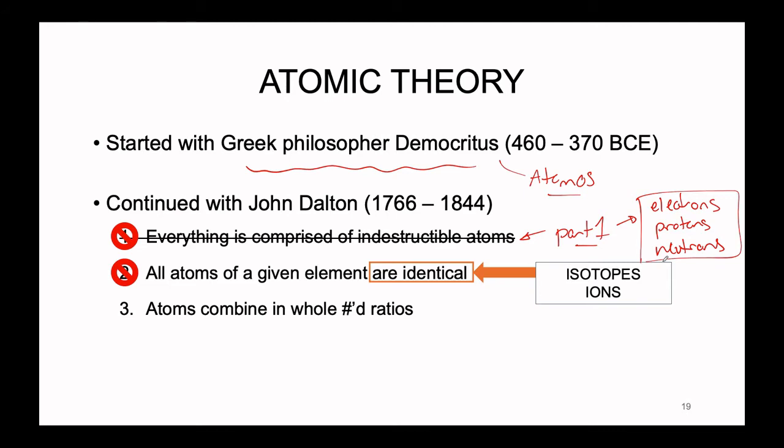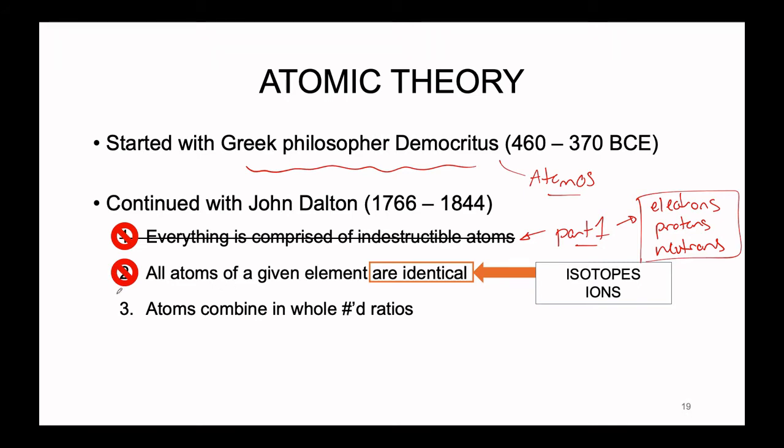Where we are picking up in part 2 is the second premise of John Dalton's atomic theory, the notion that all atoms of a given element are identical. This is also, by our current understanding, incorrect. The reason why is because there exist different isotopes and ions of atoms. So you actually have some slight variability between the different atoms, depending on exactly how many neutrons, protons, or electrons a certain atom has.